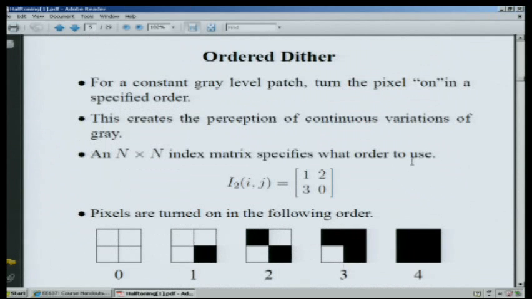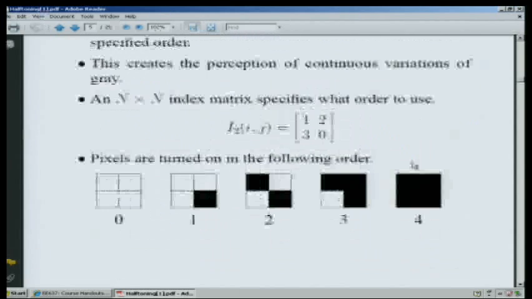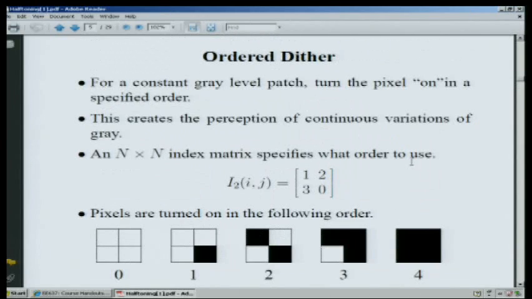Now there's a concept of ordered dither. One of the earliest ordered dither methods, perhaps, I'm a little rusty on this, was the Bayer pattern, which we'll talk about in a moment. Basically, in an ordered dither method, you turn on the pixels in an area in order. You take an n by n patch, in this case 2 by 2, and then you decide what order you're going to turn those pixels on in.